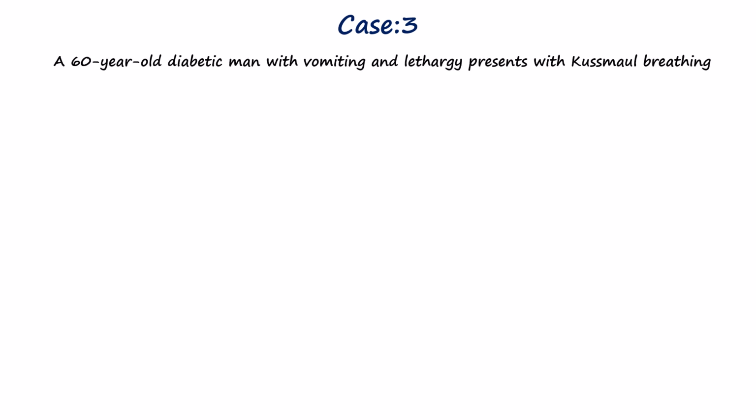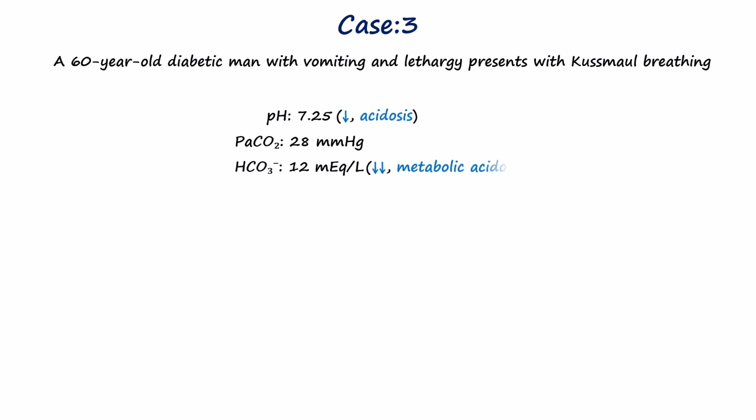Let's move on to our next case. In our next case, we have a 60-year-old diabetic man with vomiting and lethargy presenting with Kussmaul breathing. ABG report is given here. The first thing the ABG reveals is acidemia with low pH of 7.25 with decreased bicarb of 12 mEq per liter. The reduced bicarbonate shows that acidosis is metabolic in origin.